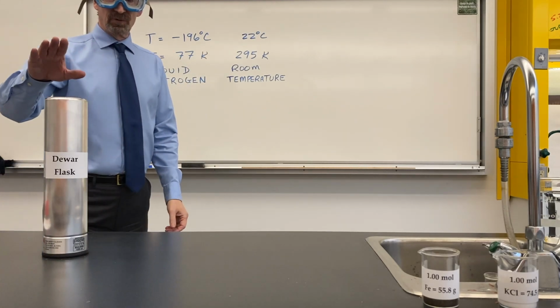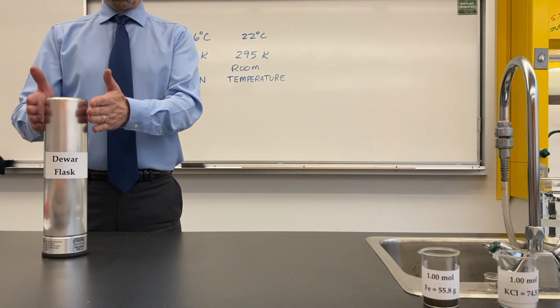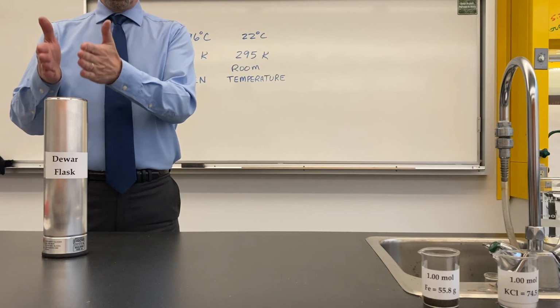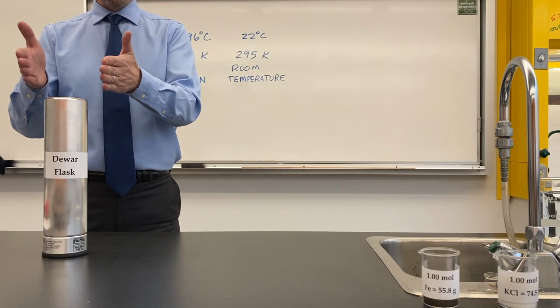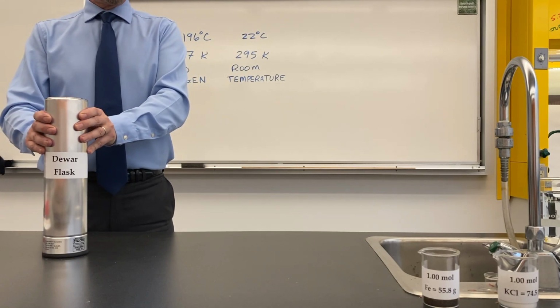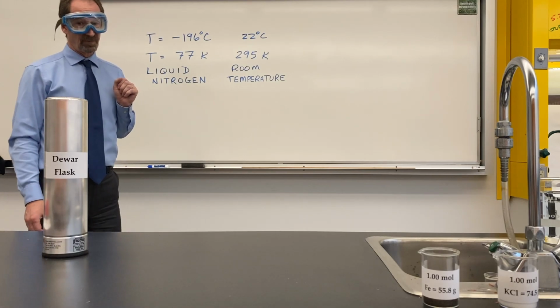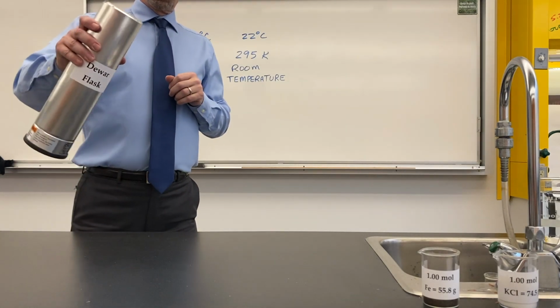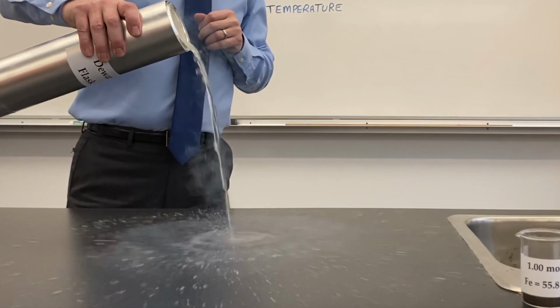I have some liquid nitrogen in my Dewar flask here, and a Dewar flask is simply a flask that is silvered on the inside, has a glass layer, a vacuum, and then a glass layer, which helps to insulate it against that almost 220 degree difference. The liquid nitrogen in here boils instantly when it hits the table.